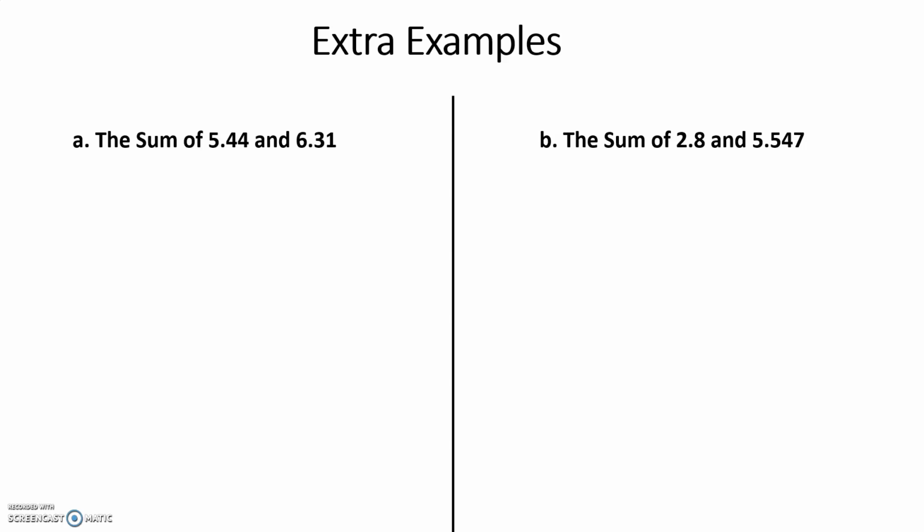Number 1, the sum of 5 and 44/100ths and 6 and 31/100ths. So I'm going to put the bigger number on top. So 6 and 31/100ths plus 5 and 44/100ths. So I got 5, 7, drop down the decimal. You can do that first; I should have probably done that. And then 11. So my answer is 11 and 75/100ths.